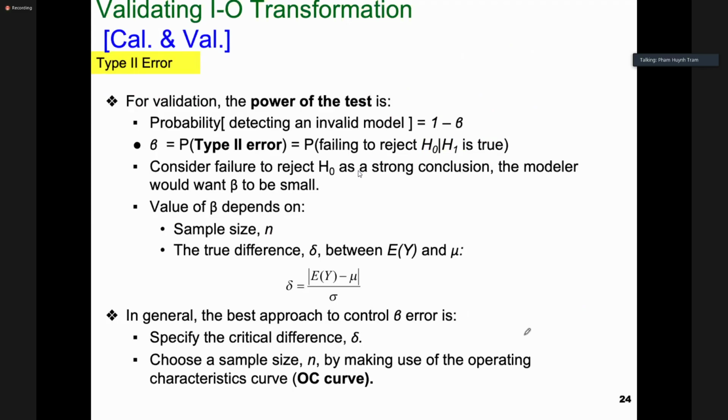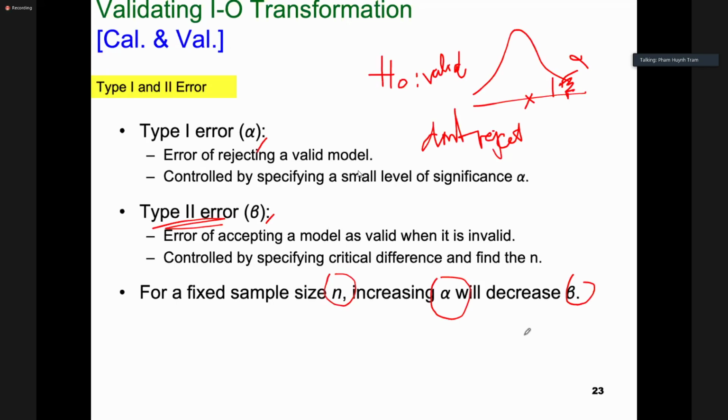Now I will tell you how to decide the number of replications so that we can get an acceptable probability of type 2 error, beta, as well as alpha. We will try to determine this so that we can have acceptable values of alpha and beta.